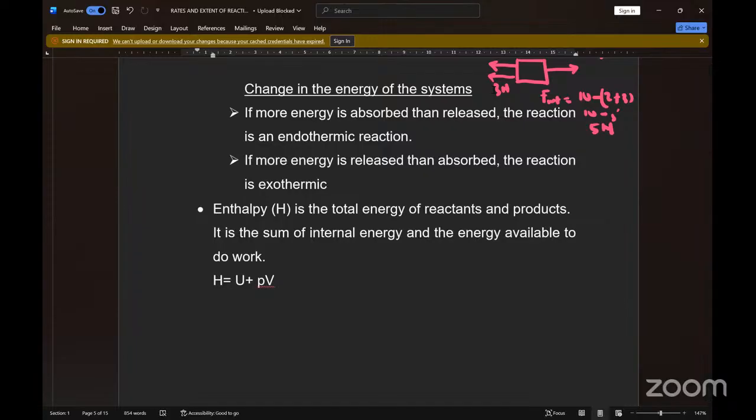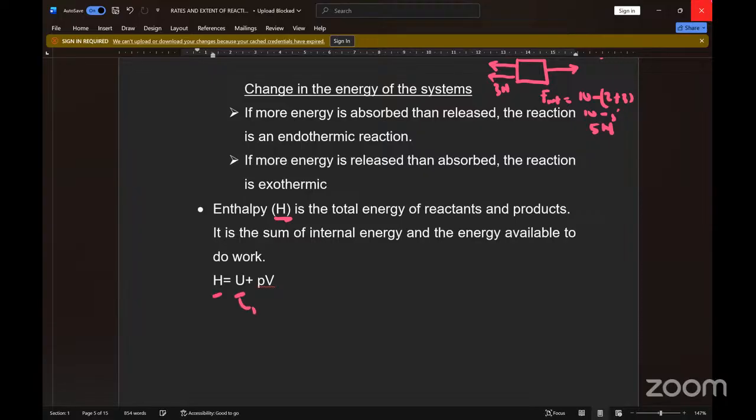Then we are going to look at the word enthalpy. Now, the word enthalpy simply means the total amount of energy in a system. Okay, the total amount of energy in a system, the contents of a reaction, is called enthalpy. But mathematically, we can say that enthalpy is the sum of internal energy and energy available to do work. So enthalpy H is equal to U.